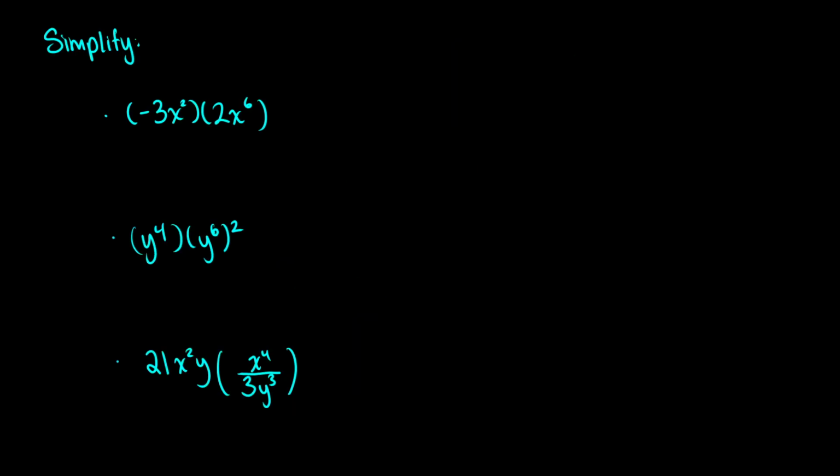Okay, so let's do some simplification with these rules. The first one, we have a negative 3x squared multiplied by 2x to the 6. So what I want to do is multiply out our coefficients first. So we're going to make this negative 3 times positive 2, multiply x squared, and multiply x to the 6. So these are the four things we're multiplying. So this gives us negative 6 for our coefficient.